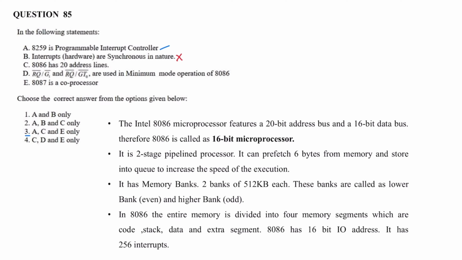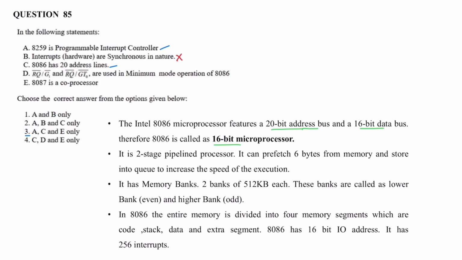Next, statement C: 8086 has 20 address lines. The Intel 8086 microprocessor has a 20-bit address bus and a 16-bit data bus. Therefore, 8086 is a 16-bit microprocessor. Statement C is correct. It is a two-stage pipelined processor. It can prefetch 6 bytes from memory and store them in a queue to increase the speed of execution. Statement C is correct.